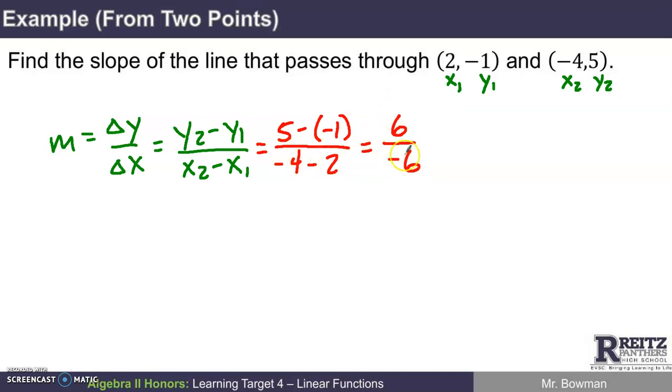And I hope you will reduce or simplify your slope. 6 divided by negative 6 is negative 1. Slope here is a negative 1.